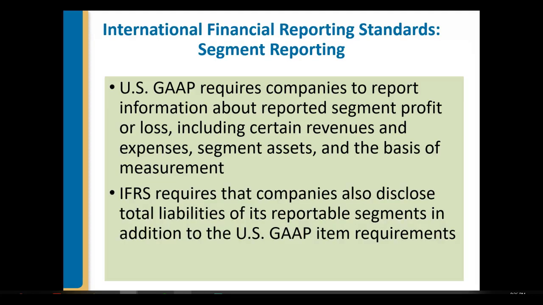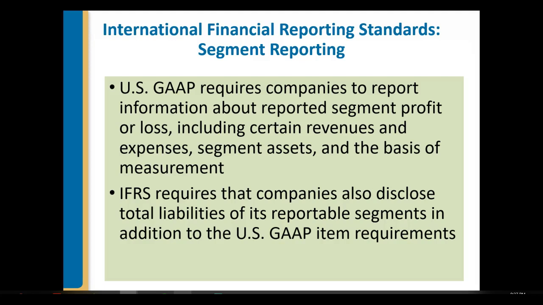U.S. GAAP requires companies to report information about reported segment profit or loss, including certain revenues and expenses included in reported segment profit or loss, segment assets, and the basis of measurement. The International Standard on Segment Reporting, IFRS number 8, requires that companies also disclose total liabilities of its reportable segments.